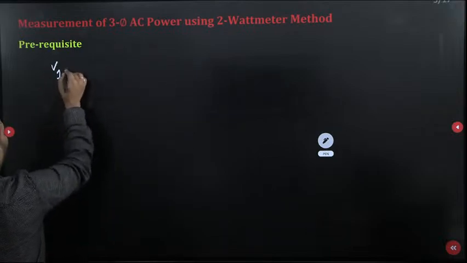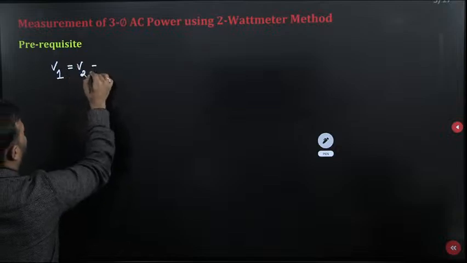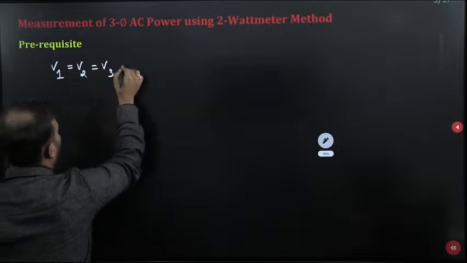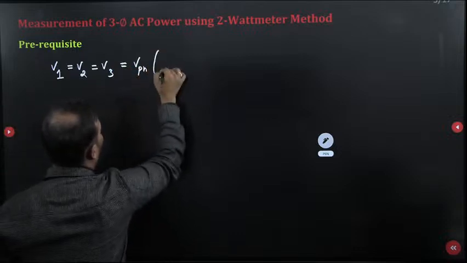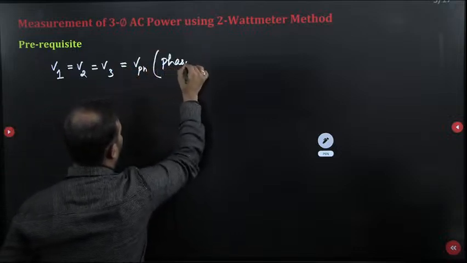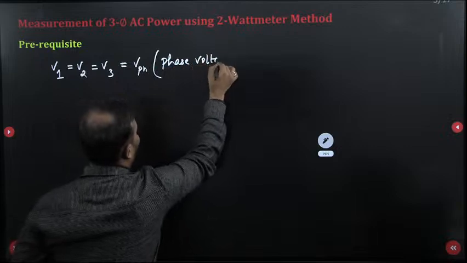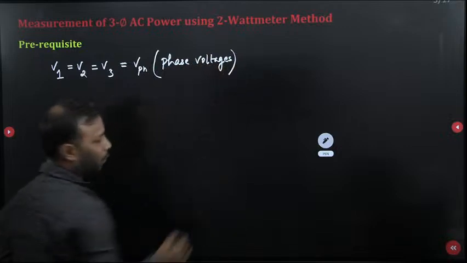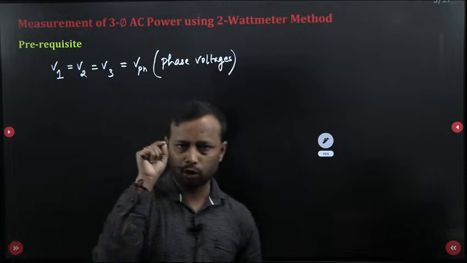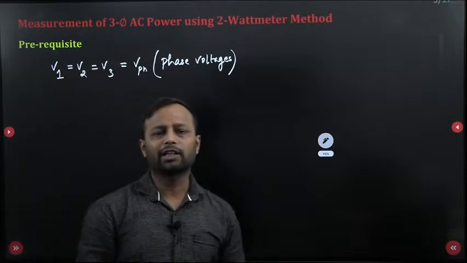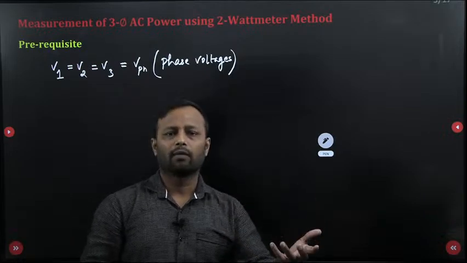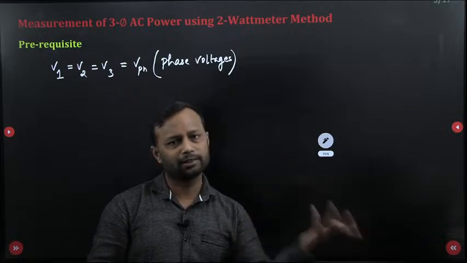Let me take V1, V2, V3, which is equal to VPH. So these are phase voltages. Now let me remind you again: here we need to assume that your source and load are balanced. So the magnitudes of the respective voltages are the same and the phase displacement between one another is 120 degrees.